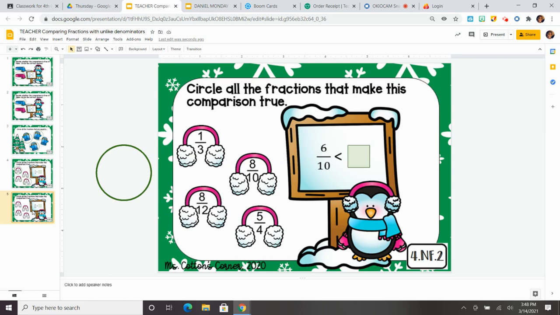Now we're doing 6/10 compared to 1/3, 1/8, 8/10, 8/12, and 5/4. All right, so I'm going to write this on my paper. It says 6/10 is less than, and we're trying to figure out which ones. We have 1/3, 8/10, 8/12, and 5/4. Okay, let me go back to my camera.